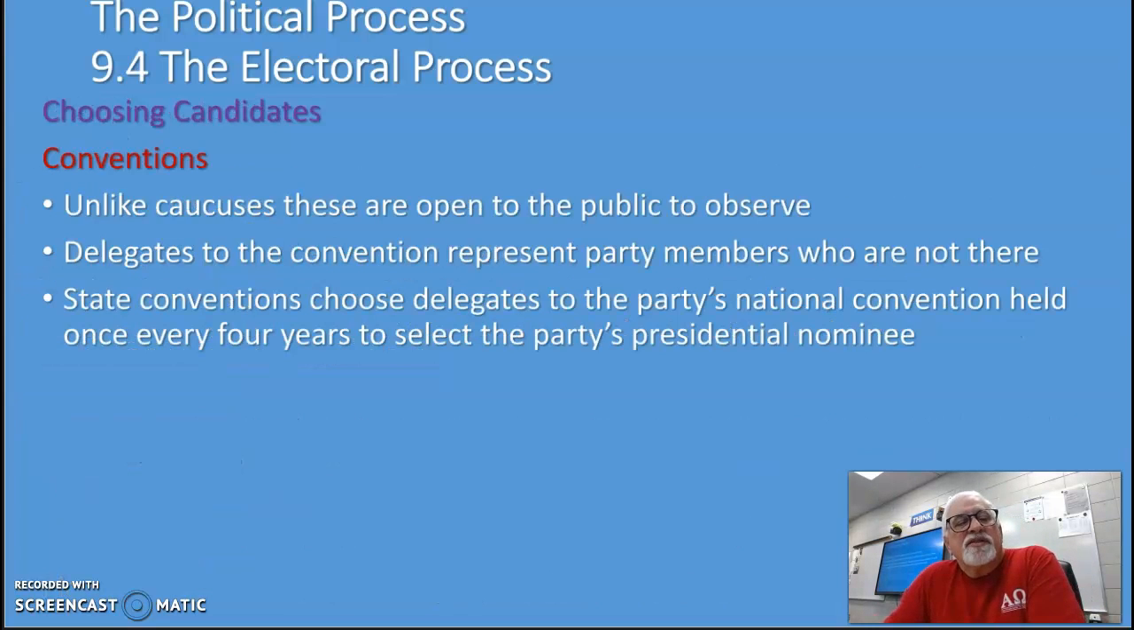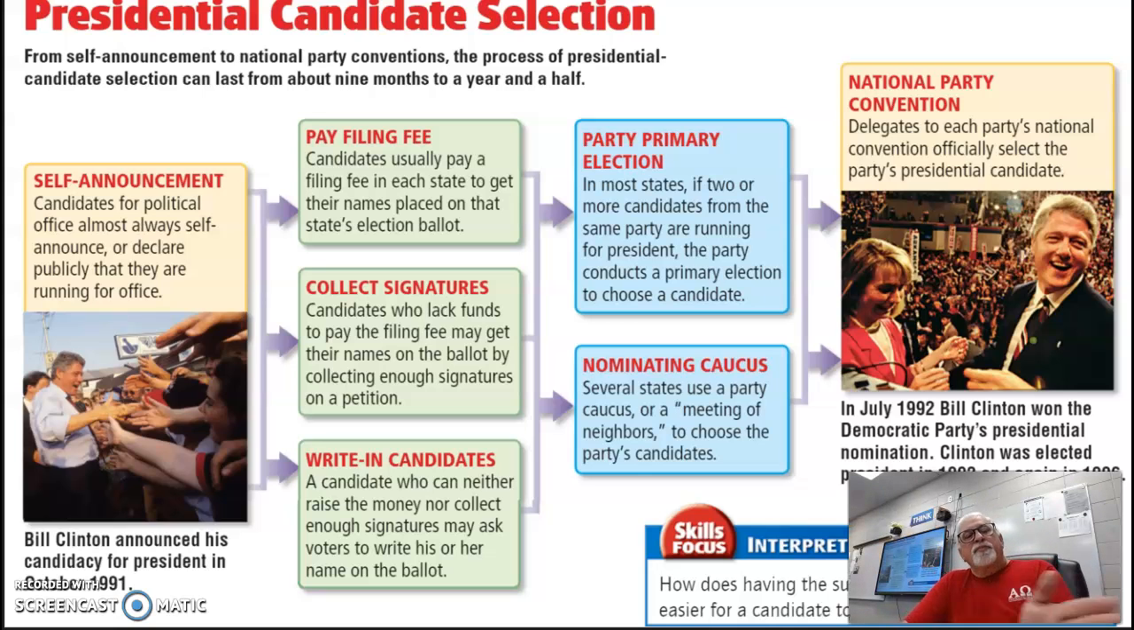Conventions, unlike caucuses, are open to the public to observe. In fact, the parties want you to observe what goes on in convention. Delegates to the convention represent the party members who are not there. They are selected through the primaries or caucuses. And state conventions then put their mark of approval on them and send them to the national convention, which is held every 4 years to select the presidential nominee.